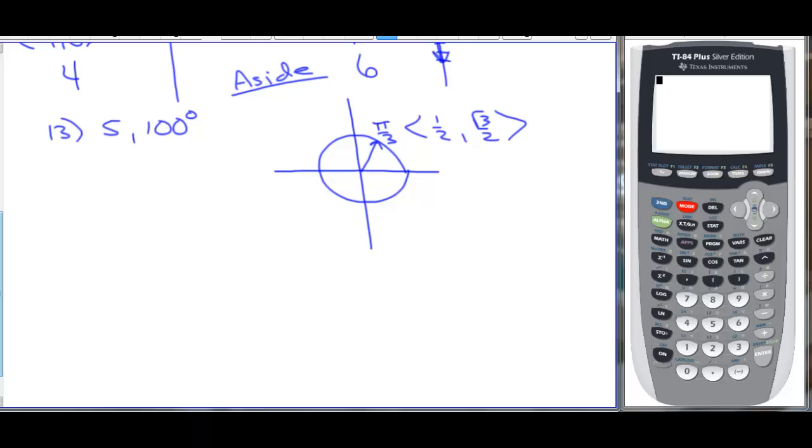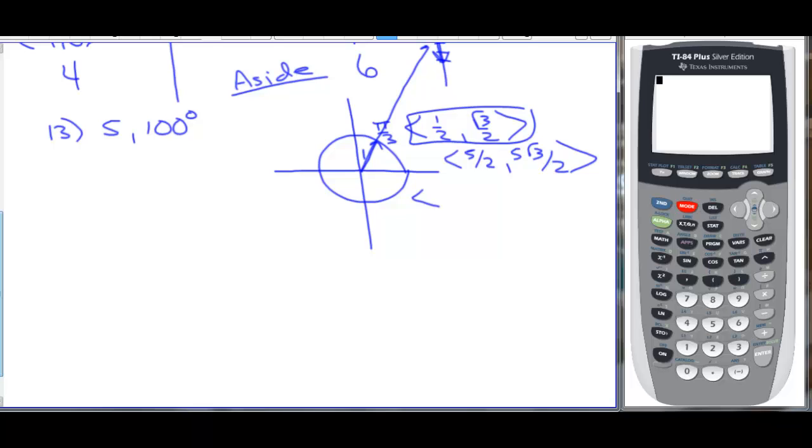But we know that the length of this is 1, called the unit circle, 1 unit. What if it wasn't 1 unit? What if it was 5 units? Well, then it would be 5/2, 5 square root of 3 over 2. All I have to do is multiply this times 5. There'd be 5 of those. Follow me so far? That'd be the point.